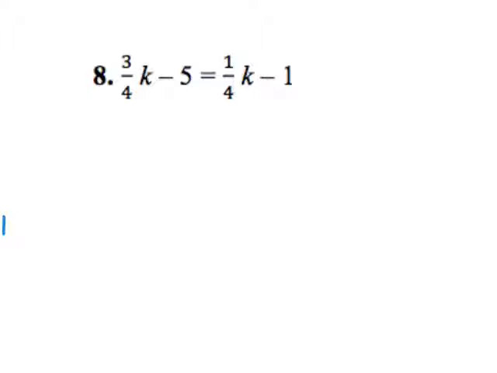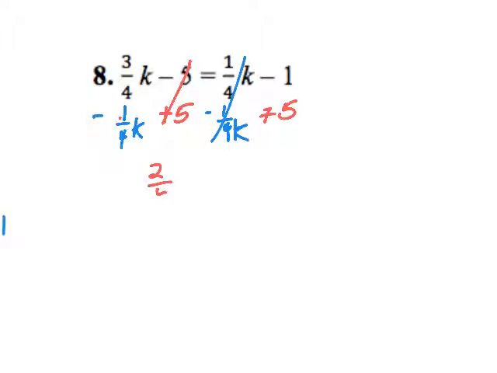Again, this one's a lot the same, but it's got fractions, and the neat thing is the fractions are already set up with common denominators, so I'm not even going to grab that calculator. It's so easy. I'm going to subtract 1/4 k from this side. Again, I'm trying to get all my letters on the left. I'll cancel this out. I'll add the 5 to both sides. And 3/4 minus 1/4 is 2/4, which I like to call a half. But I'll just go ahead and write it as 2/4 k. And that equals negative 1 plus 5 gives me a total of 4.